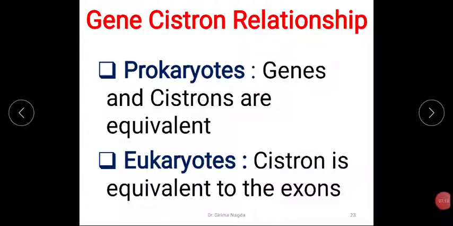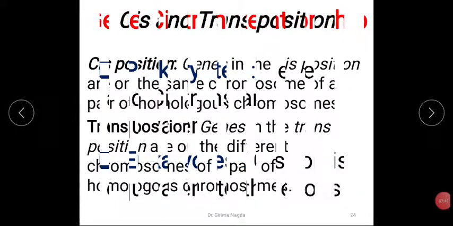Now the gene-cistron relationship: in prokaryotes, genes and cistrons are equivalent, and in eukaryotes, cistron is equivalent to the exon. That means prokaryotes do not have introns and eukaryotes have introns. Therefore cistron, which is a unit that makes one polypeptide, in eukaryotes is equivalent to the exons, and in prokaryotes genes and cistrons are equivalent.